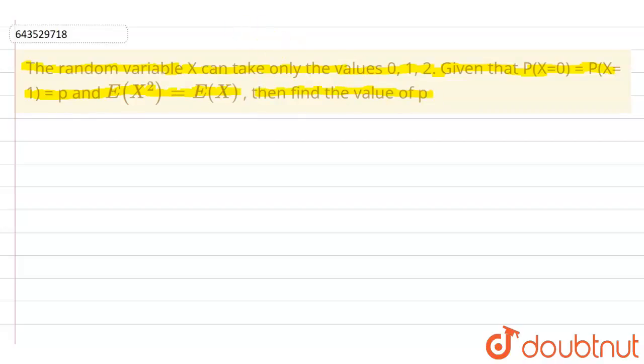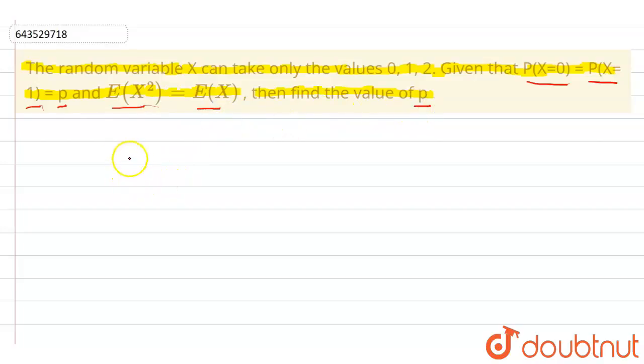Then find the value of p. So basically in this question we are given that the random variable x can take only the three values that are 0, 1 and 2, right? Then we are given that P at x equals 0 is equal to P at x equals 1, which is equal to p. Then we also have one given condition, and at last we have to find the value of p.